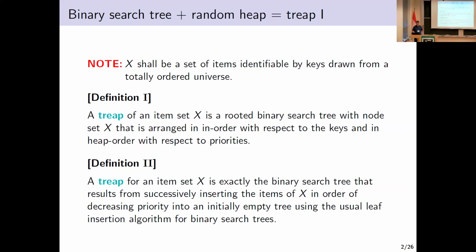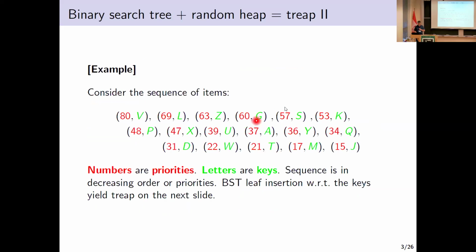Equivalently, we can take a sequence of pairs of keys and priorities, sort them in decreasing order of priorities, and do a binary search insertion on the items with respect to the keys, okay? So I have an example here. The reds are priorities and in green are the keys. They are in decreasing order of priorities, okay?